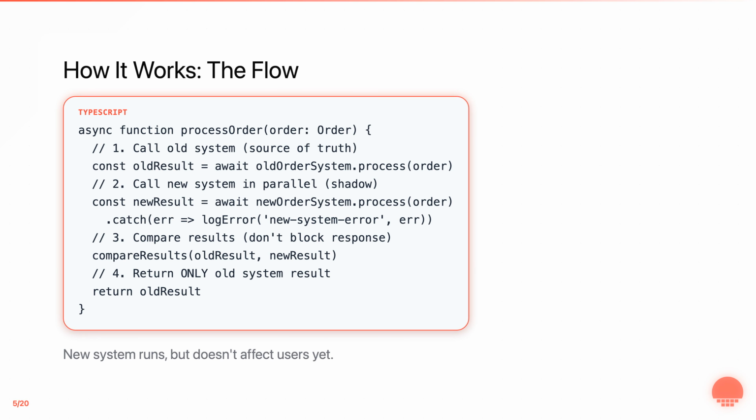Let's walk through the mechanics. Your production request comes in. You send it to the old system first. That's your source of truth. At the same time, you fire off the same request to the new system. If the new one crashes, doesn't matter. You catch it, log it, move on. Then you compare the two responses asynchronously, so there's no performance hit. The key insight here, you're only returning the old system's result to the user. The new system is completely invisible to production. It's running live workloads, but without any blast radius.